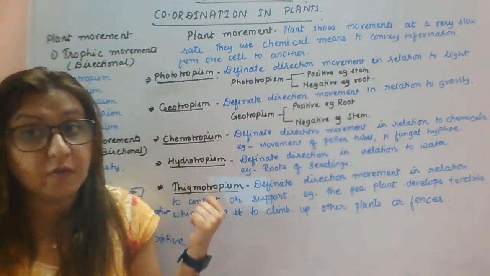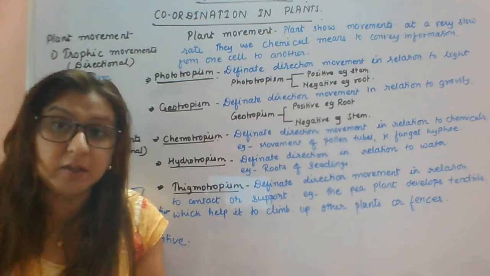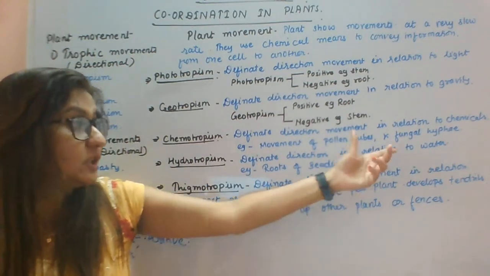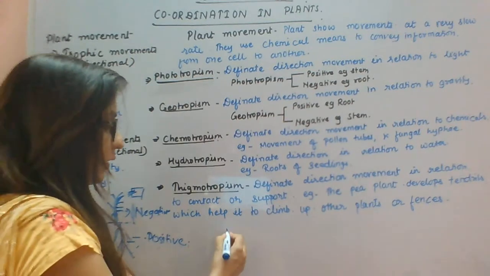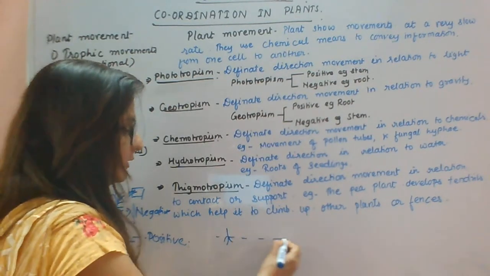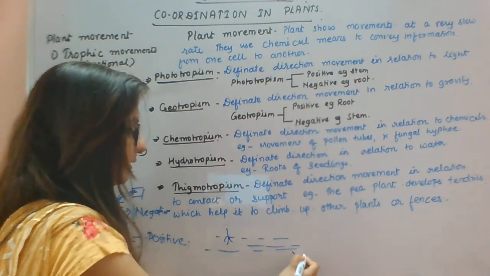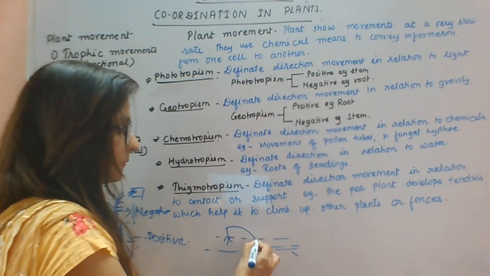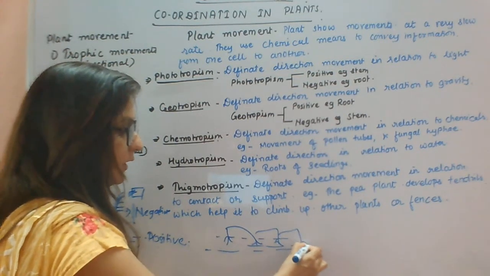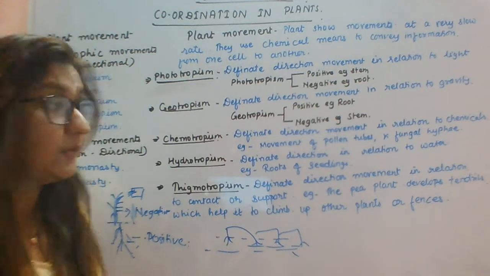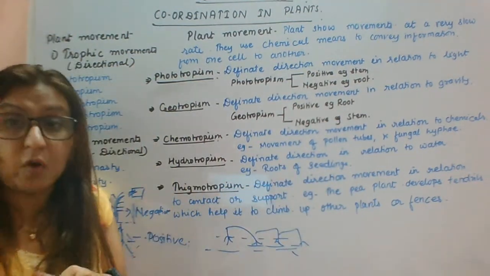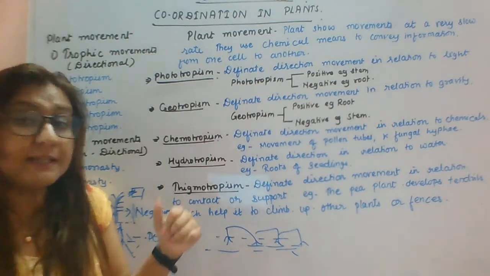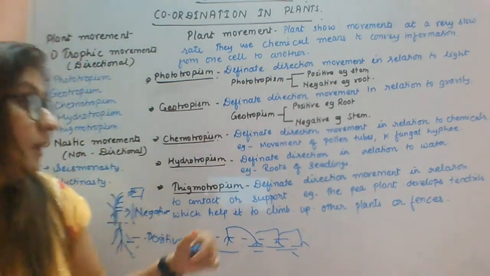Next, hydrotropism. Hydro means water. Again, a definite direction in relation to water. Whenever you see the seedlings, they grow like this. If suppose this is water, and these are seedlings, they always grow like this. Okay, so they always grow in respect to water, in relation to water. That is hydrotropism.